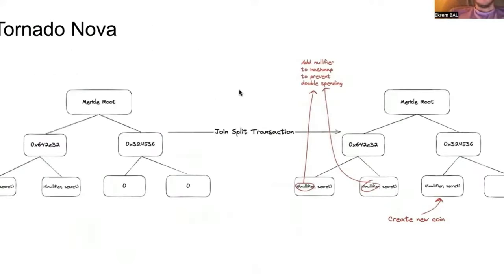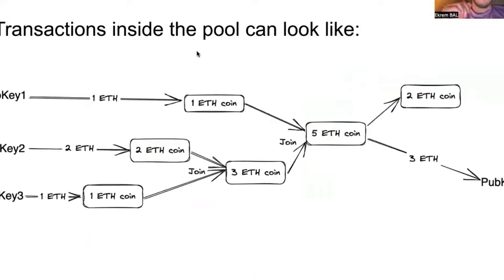To this, there's a new join split transaction where you can join or split leaves in the Merkle tree. In this photo, the first 2 leaves are joined to create a new coin. Transactions inside this pool can look like this.